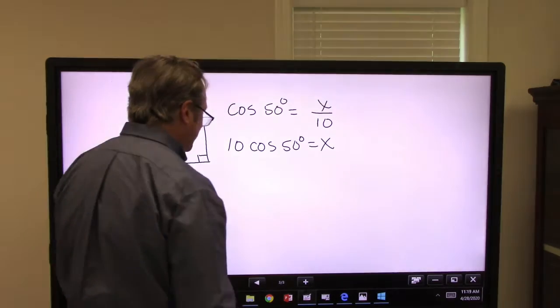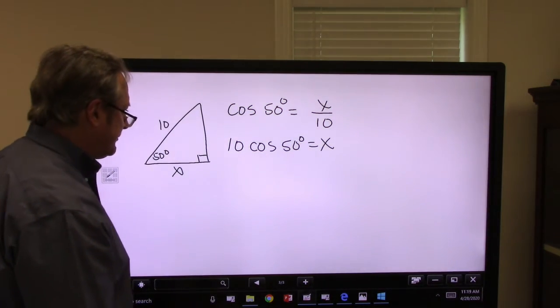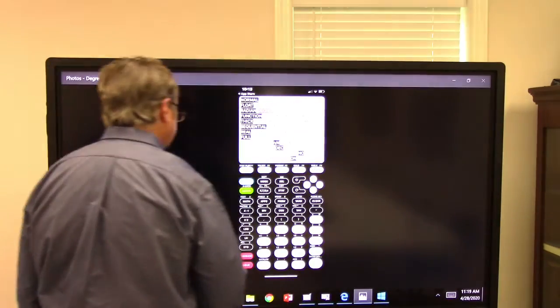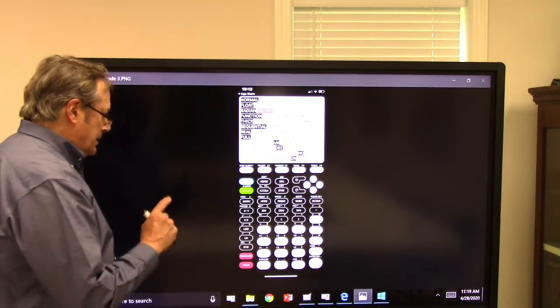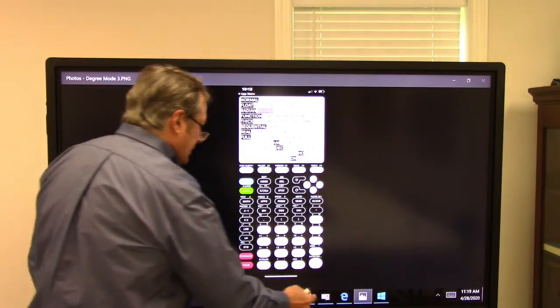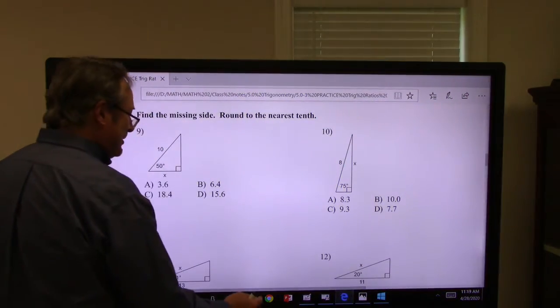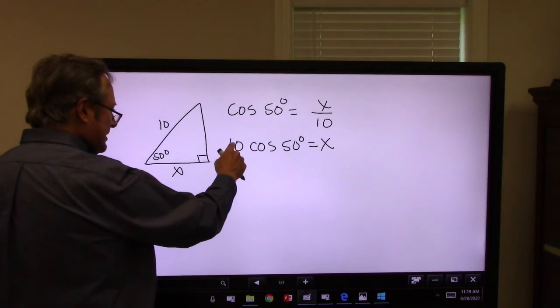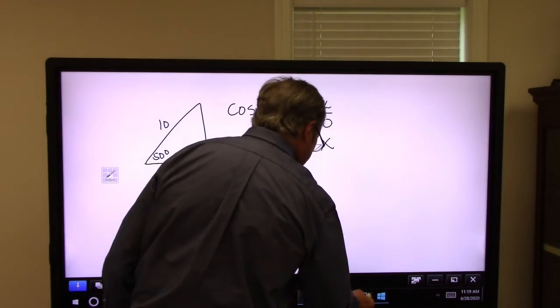And that will give us the length. So what we're going to do, let me go back to my pictures here. Okay, so it's going to be 10 times cosine 50.